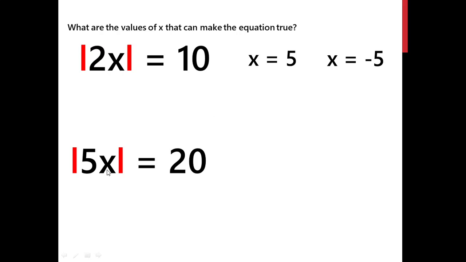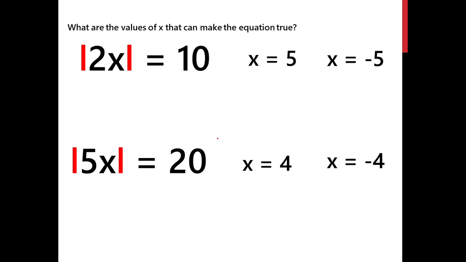Let's have another example. What do you think will be the value of x here to make our equation true? If your answer is 4, then you are correct because 5 times 4 is equal to 20. The other possible answer would be negative 4 because 5 times negative 4 is negative 20 and the absolute value of negative 20 is positive 20. Now, is there a way to solve this one using algebra? Yes. The answer is yes.